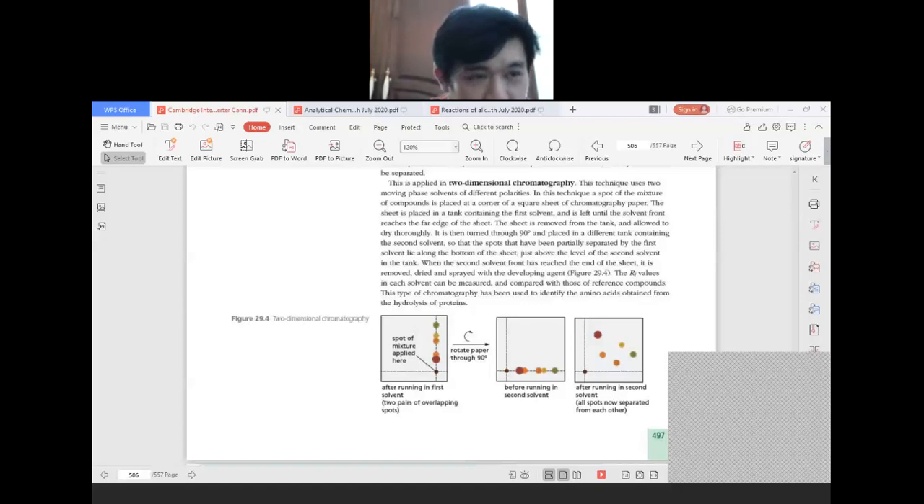For example, is there any blue color in a mixture of colors? If yes, then the RF value will show the RF of blue. But how many percent of blue are there in the mixture? You don't know. It cannot tell. It only can tell the presence. Is there, or is there not? That is the meaning of qualitative.